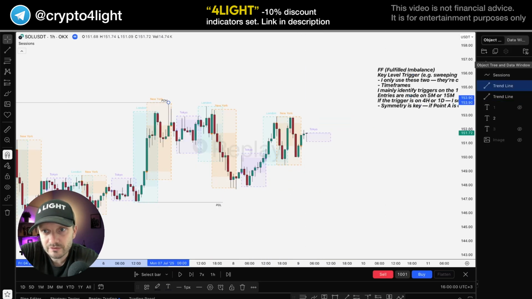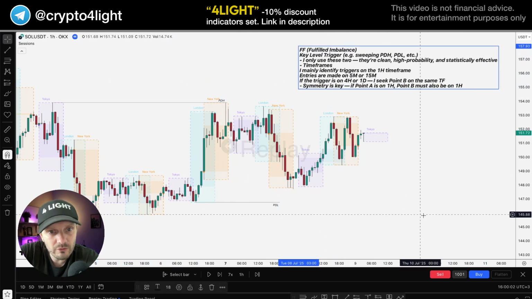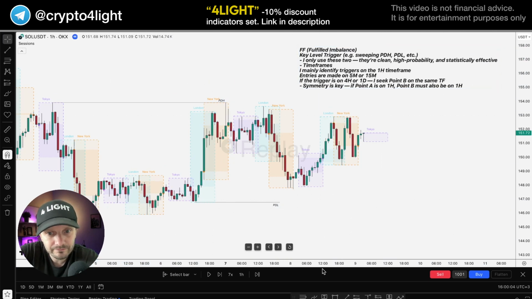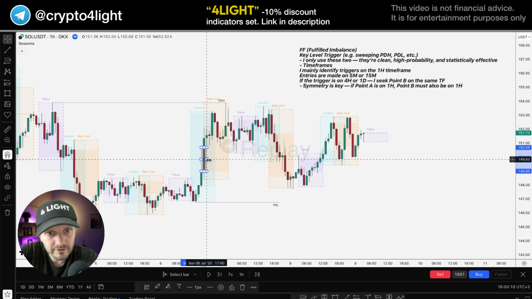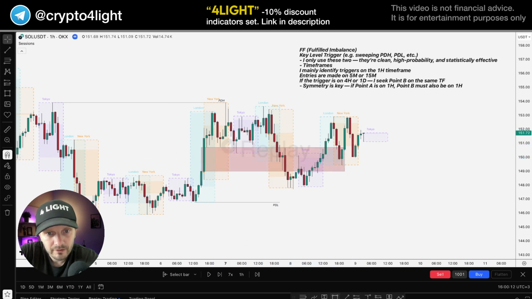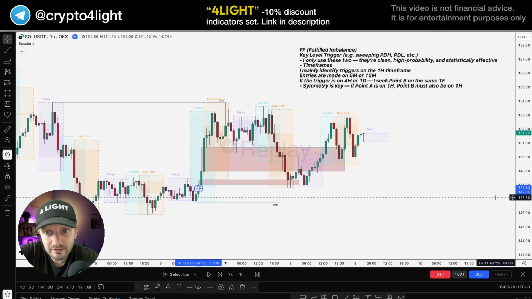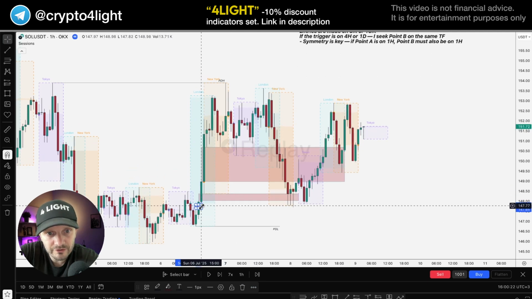Let's go to the second point. So the fair value gap on the 1 hour time frame could be here, this one fair value gap. Another one, a tiny one, this one, and the third one. So we got three fair value gaps on the 1 hour time frame.